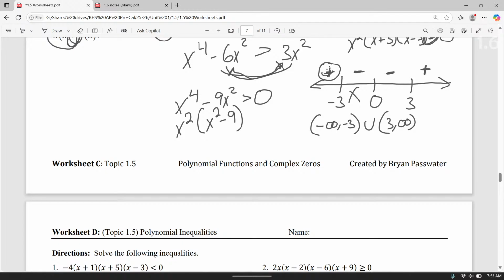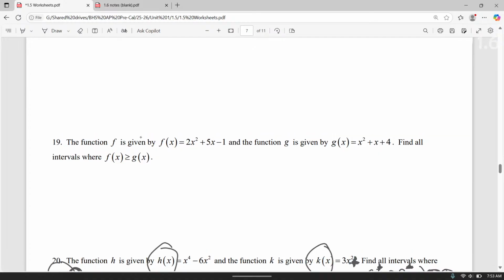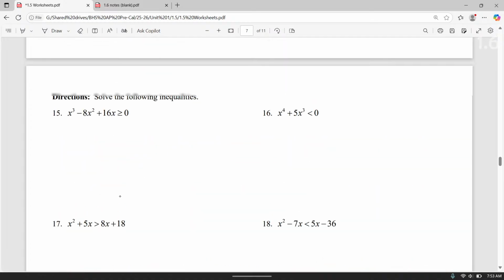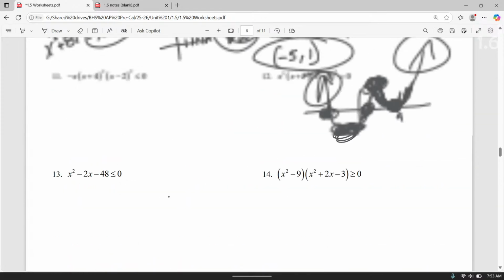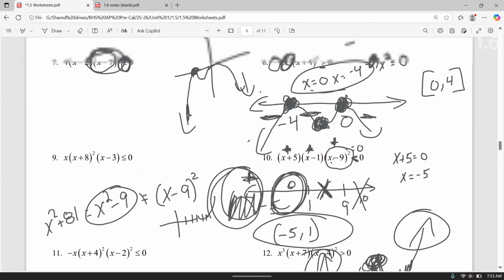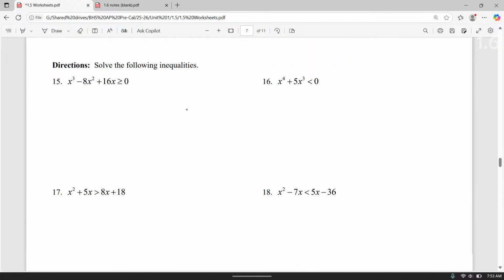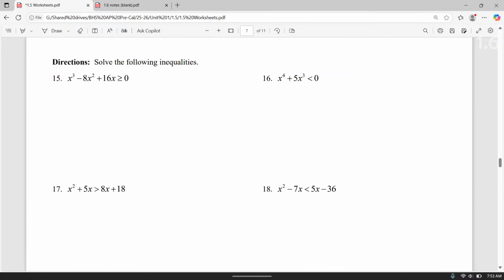Feel pretty confident about it. That's probably one of the harder lessons we've done. It's testing a lot of your prior knowledge. If you need more practice at factoring, let me know. You need to get good at factoring. You should be able to factor number 15 without even much hesitation at all.